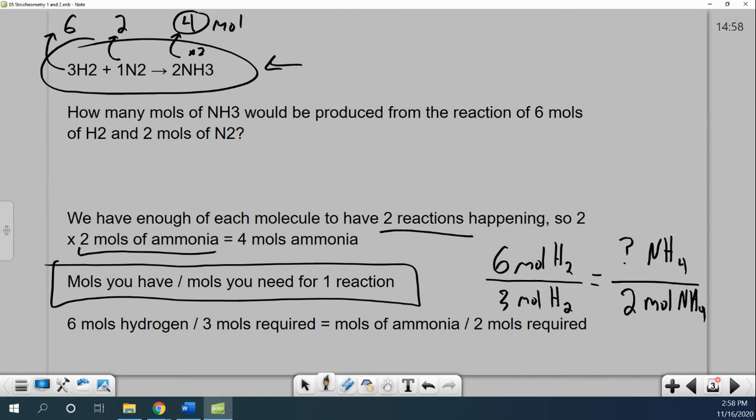So the moles you have, I have 6 moles, and I don't know how many ammonias, that's what I'm trying to figure out, divided by the moles you need for one reaction. One reaction is 3 moles of hydrogen gives 2 moles of ammonia. And so I could solve this. Cross multiply and divide. 2 times 6 is 12. 12 divided by 3 gives me 4 moles of NH3. Whoops, I wrote NH4. I'm so used to the ammonium ion from our naming. NH3. There we go. So moles you have over moles you need. That will solve this for you every time.